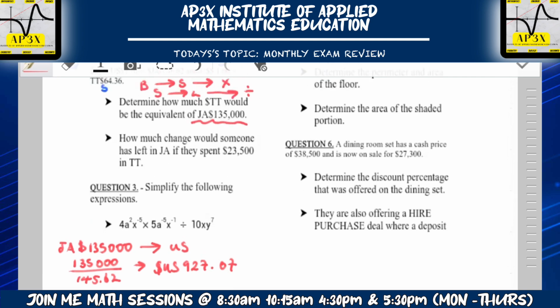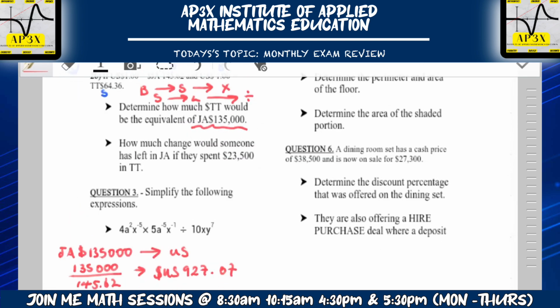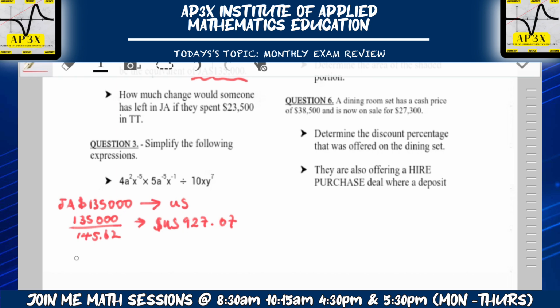Now that that is the equivalent of the 135,000, we're then going to convert that to Trinidad and Tobago dollars. And we already know here that $1 US is equal to TT 64.36. So since 1 US is equal to 64.36, then 927 of those is going to be equal to 927.07 multiplied then by 64.36, because we're converting from a large to a small. Then you're going to find here that this is going to be equal to 59,666.25, and that is the value of the $135,000 Jamaican in TT currency. All right, very good. And you'll see that there is not a lot of math that was really done. It's just understanding whether you're converting from large to small and small to large.